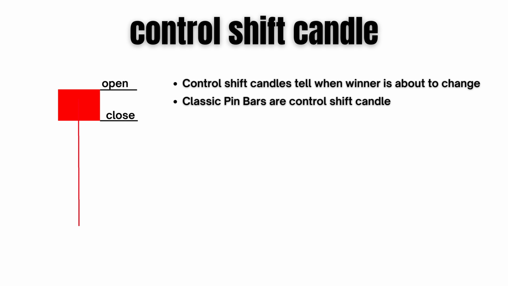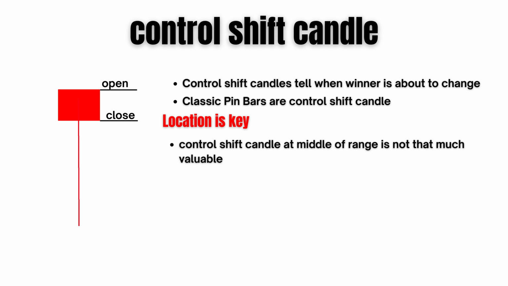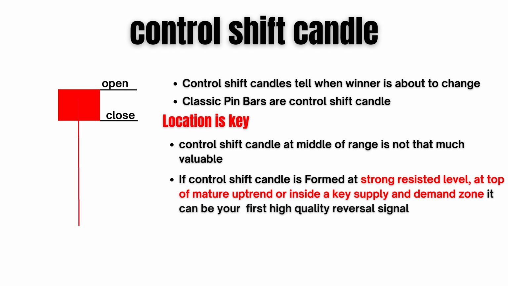Classic pin bars are simply control shift candles with a fancy name. What matters is not memorizing patterns, but understanding the psychology. Someone tried to take the market somewhere and failed. Location is key. A control shift candle in the middle of a random range doesn't mean much, but if it forms at a strong resistance level, at the top of a mature uptrend, or inside a key supply or demand zone, it can be your first high-quality reversal signal.